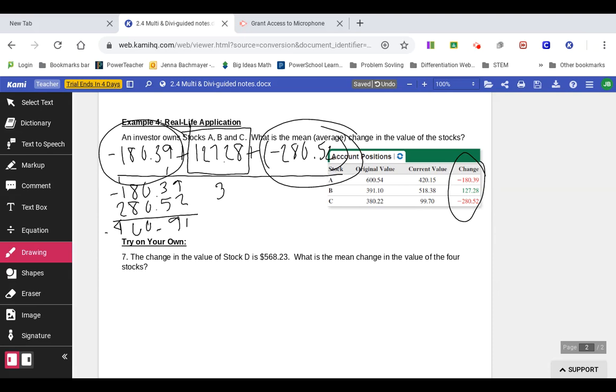So when 1 is negative and 1 is positive, we subtract. So I'm going to do $460.91 minus $127.28. 11 minus 8 is 3. 8 minus 2 is 6. 10 minus 7 is 3. 5 minus 2 is 3. 4 minus 1 is 3. So I have $333.63. So the last step is to divide that by 3.